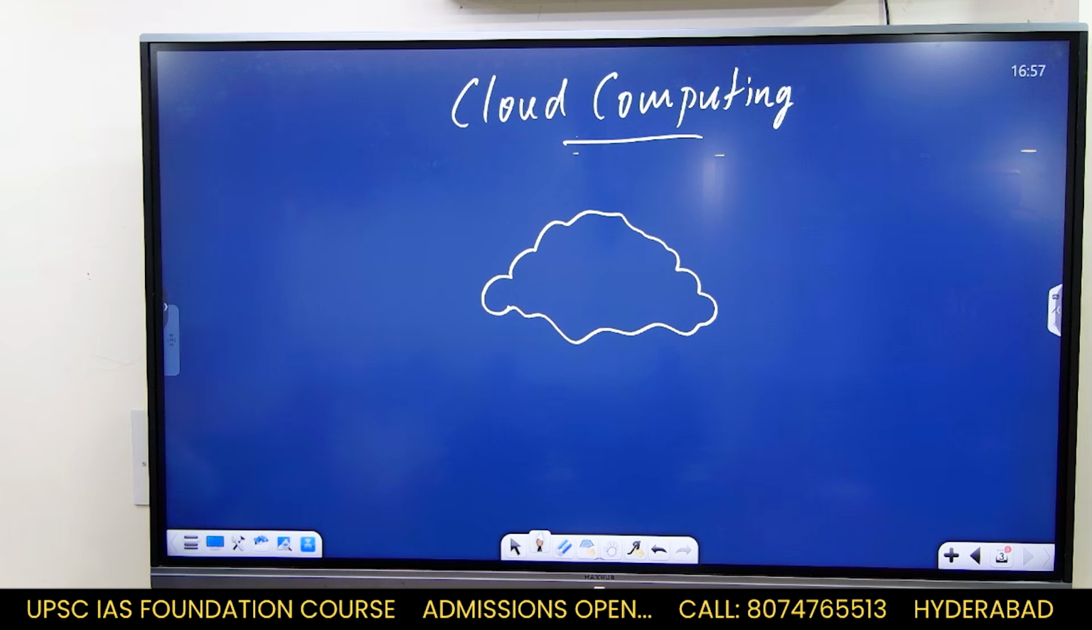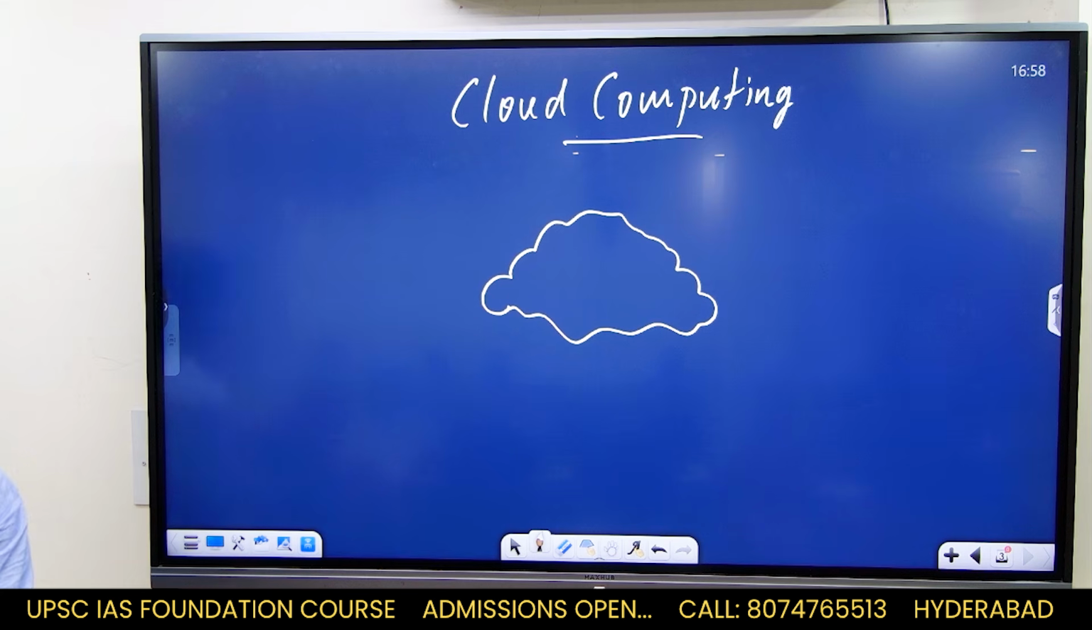So here the word cloud has nothing to do with the clouds which you study in geography. Whatever the cumulus, cirrus, nimbus you study, it has nothing to do with them. So here the cloud symbolizes the internet. In the IT field, to represent the internet, we use the symbol of a cloud.